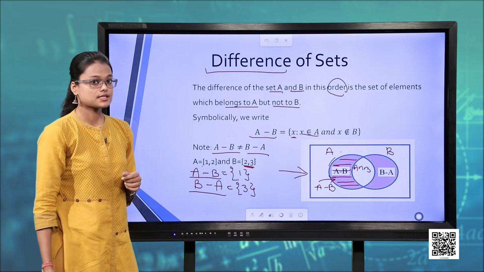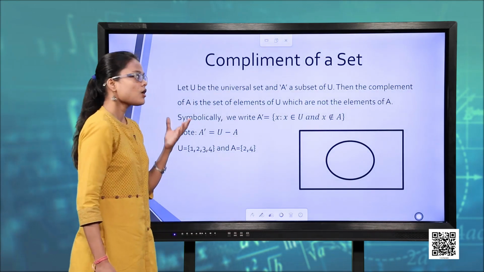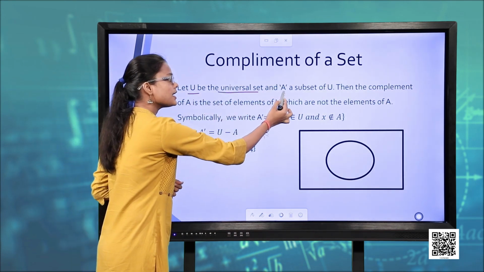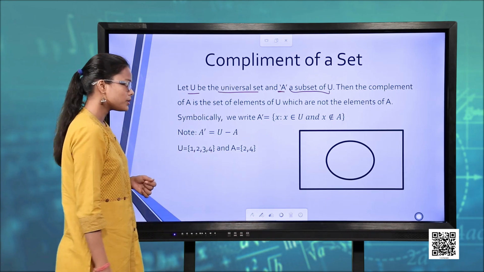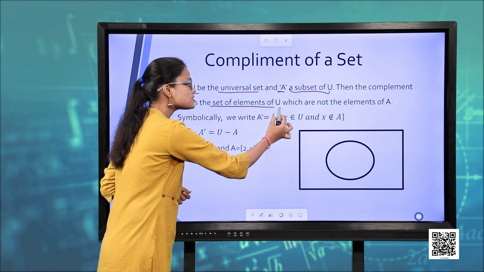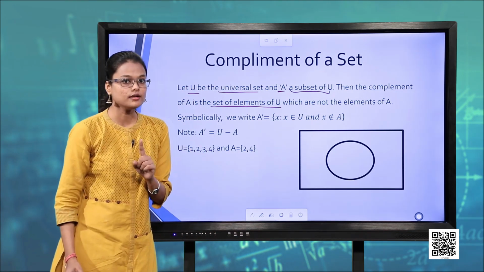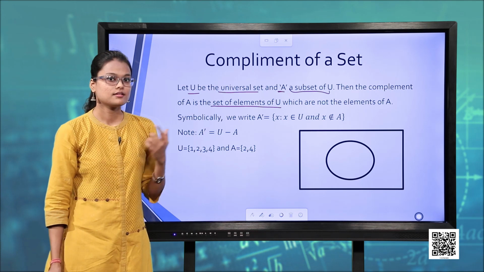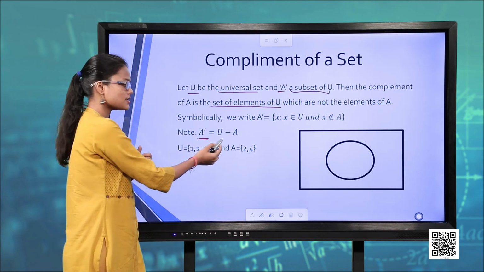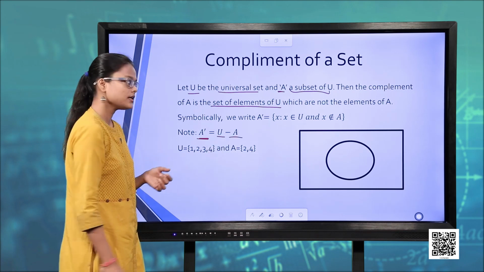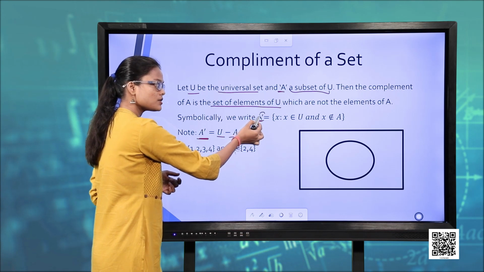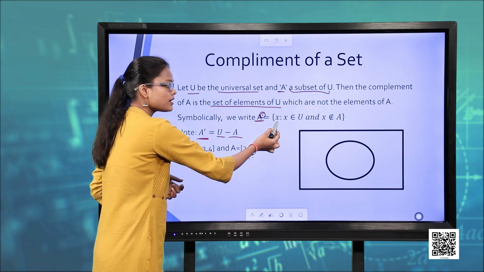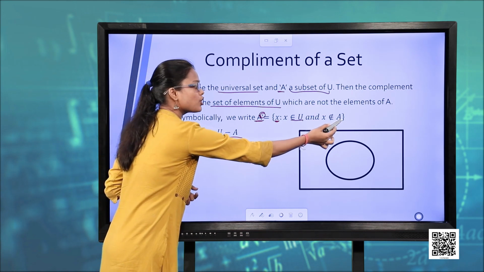Okay? Now let us take another operation, complement of a set. And what does it say? If U is a universal set, A is a subset of U, then the complement of a set A is the set of all those elements which are in U but not in A. Yes, it looks like difference, and this is how we can write it as A complement is equal to U difference A. Symbolically, it writes the same, A complement, which is denoted by a dash sign, A dash, or we can write U minus A, is equal to all those numbers which are in U but not in A.